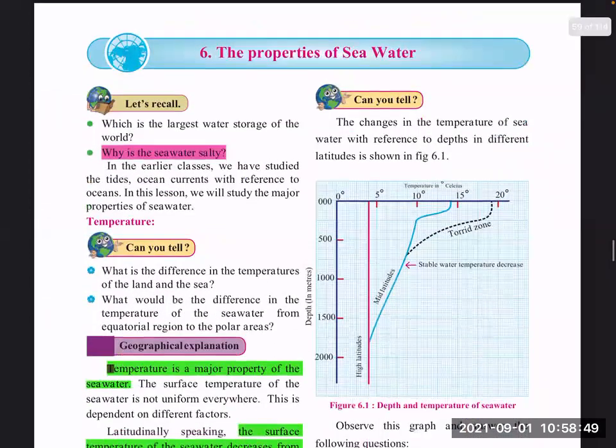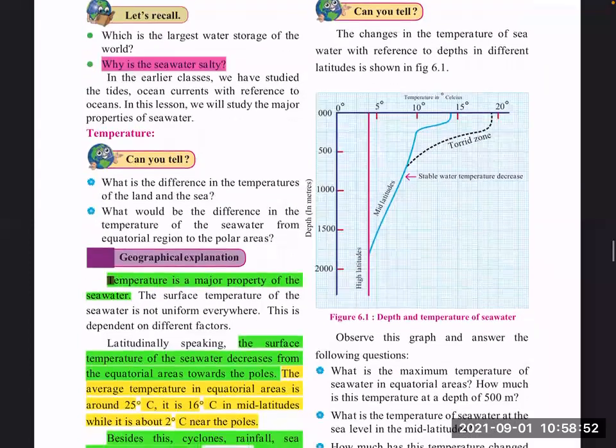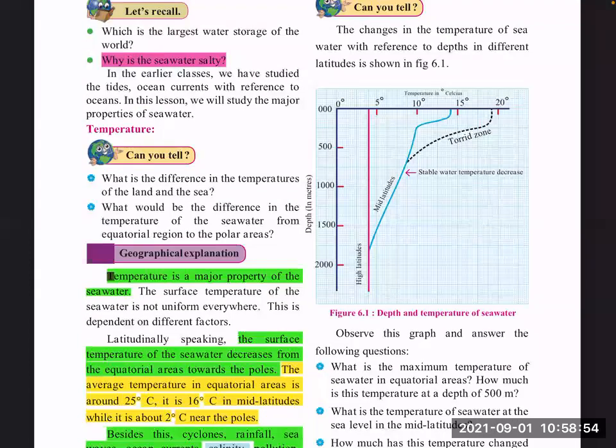Okay, properties of seawater. Here you see already that one graph is given, depth and temperature of seawater.